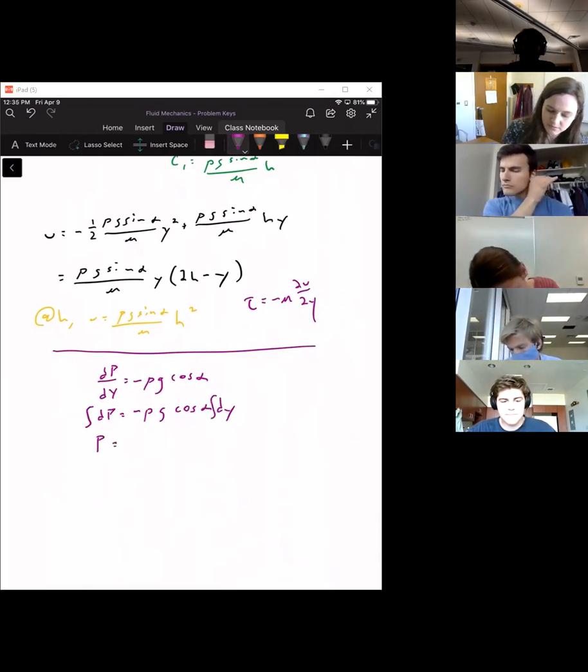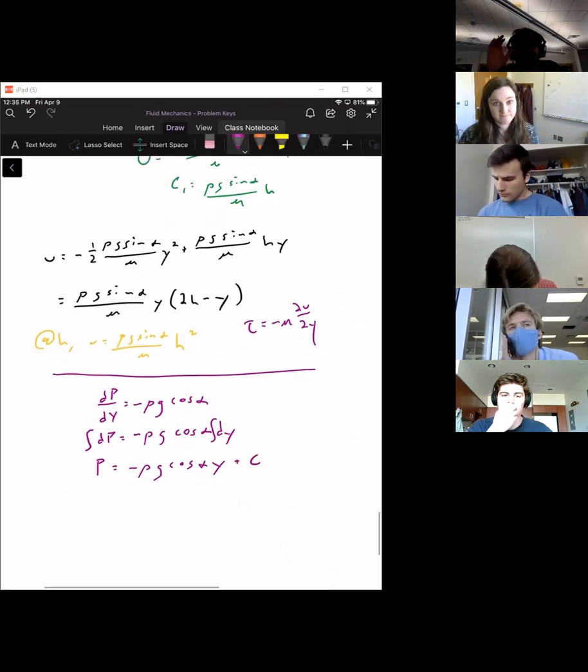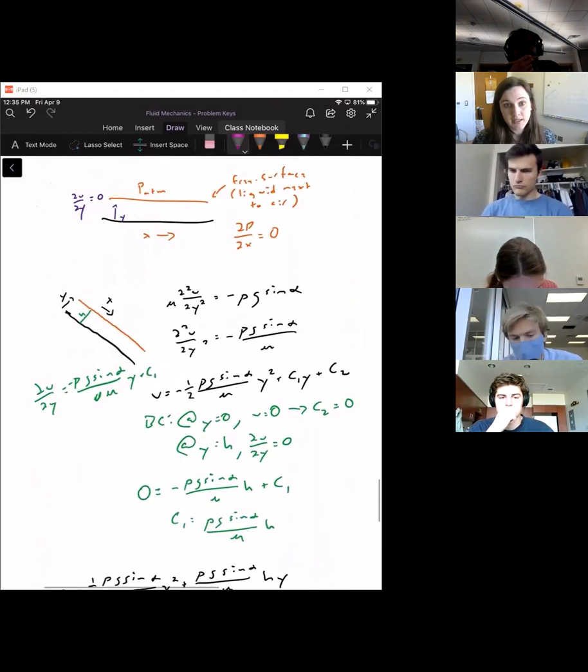P is equal to. And just a question on why it's changing in the y direction, because I remember one of the assumptions you said: if it's open to the atmosphere on 2 or more sides, then it won't be changing. The pressure won't be changing anyway. You can just assume atmospheric.